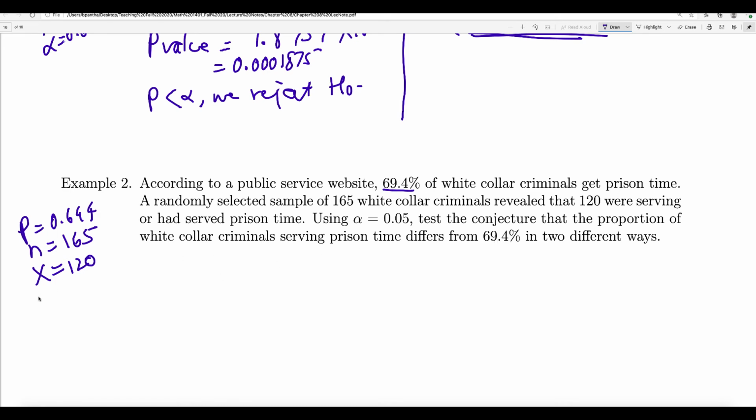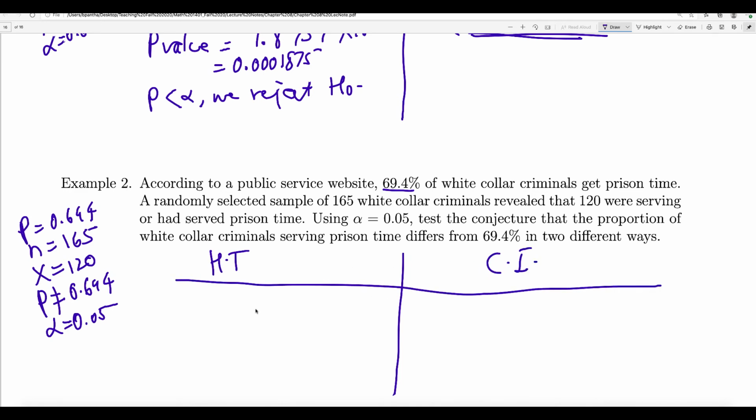Test the conjecture that the proportion of white collar criminals serving prison time differs from 0.694. It is two-tailed because it says differs from, it's not equal to 0.694. Okay, so alpha is 0.05. Again we will do the hypothesis test here using the calculator. So hypothesis testing and then confidence interval, and we will see that.